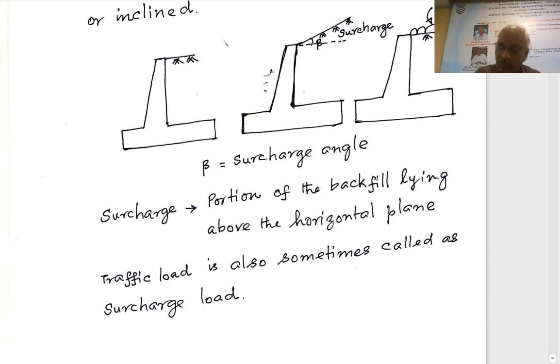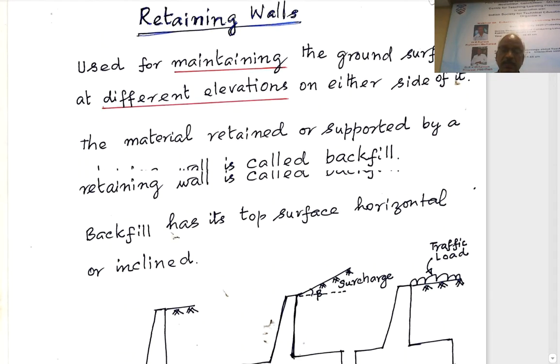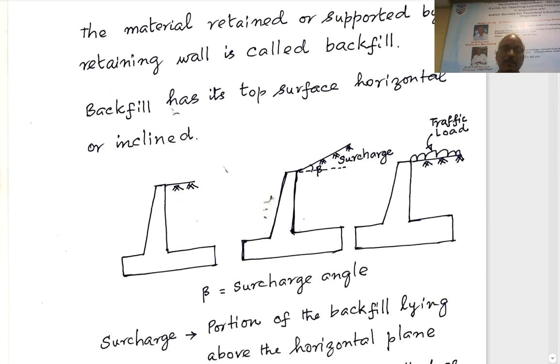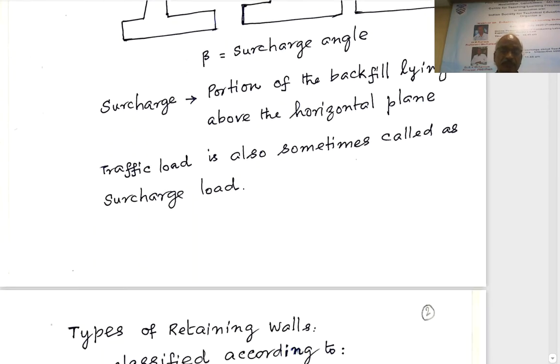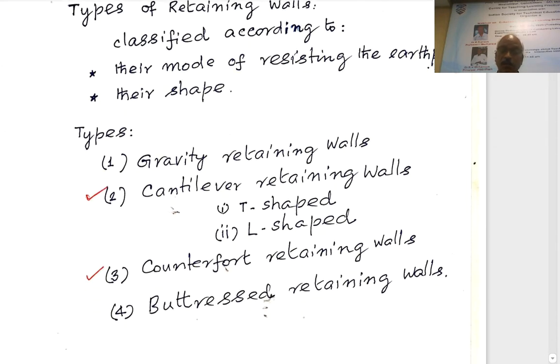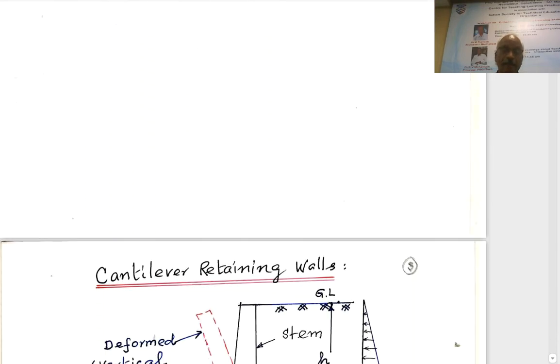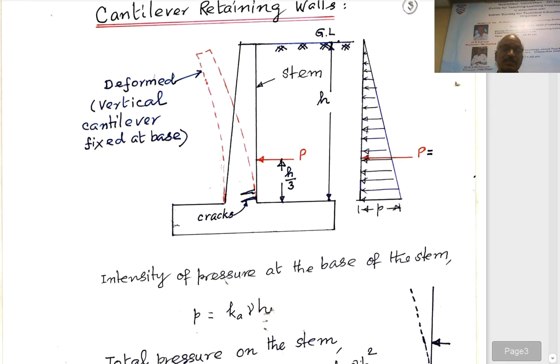so this is about different components. These are the different types of backfill: backfill horizontal, backfill at an angle of surcharge, and also backfill horizontal carrying traffic load. This is about the types of retaining wall: cantilever, counterfort, and buttressed retaining walls. Right. Now this is about the stem. This we have discussed in the last lecture.